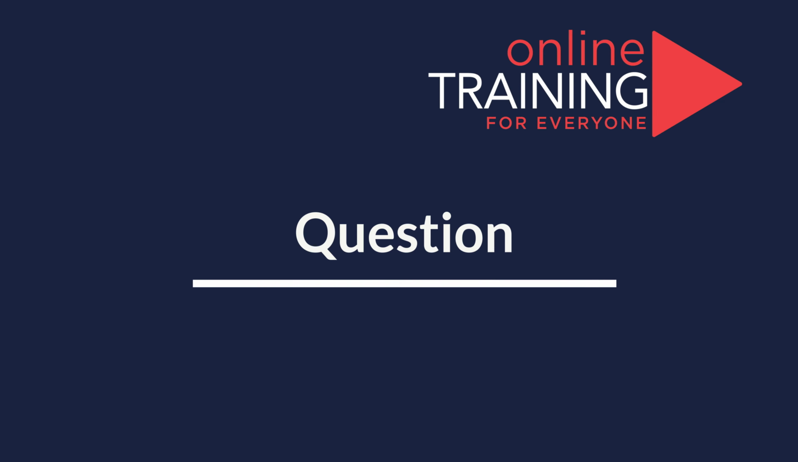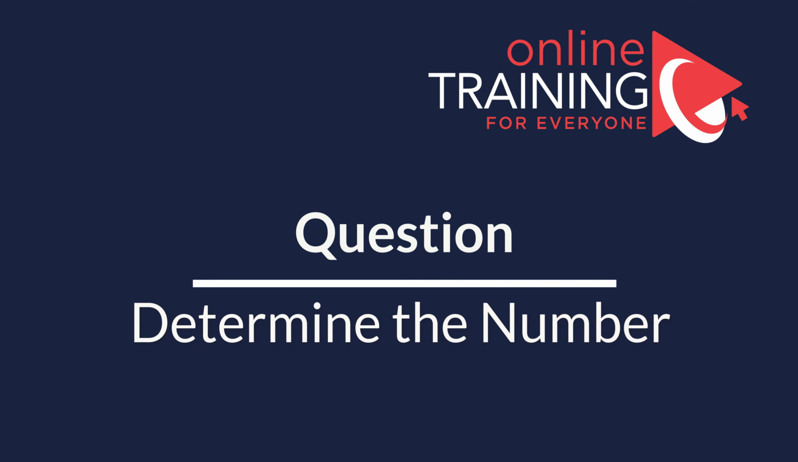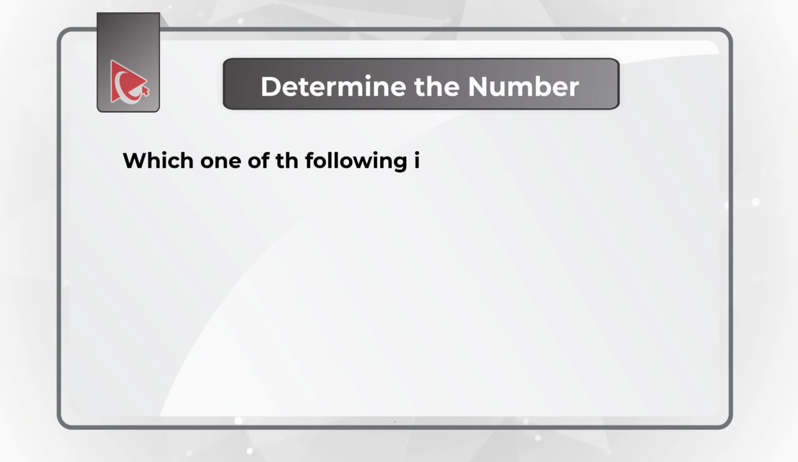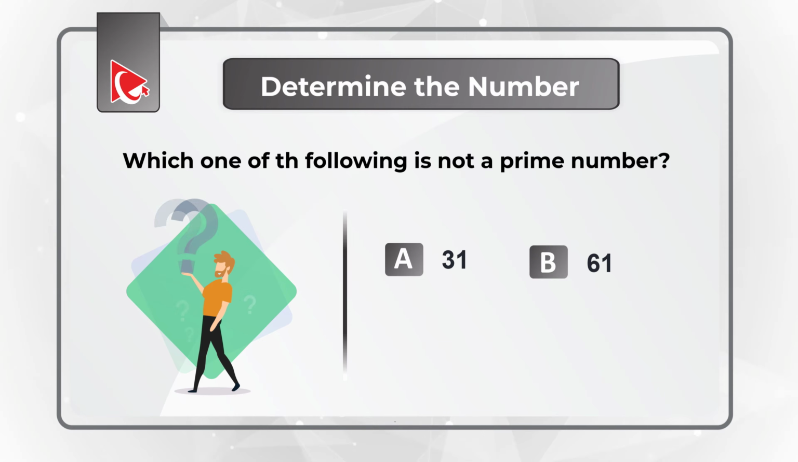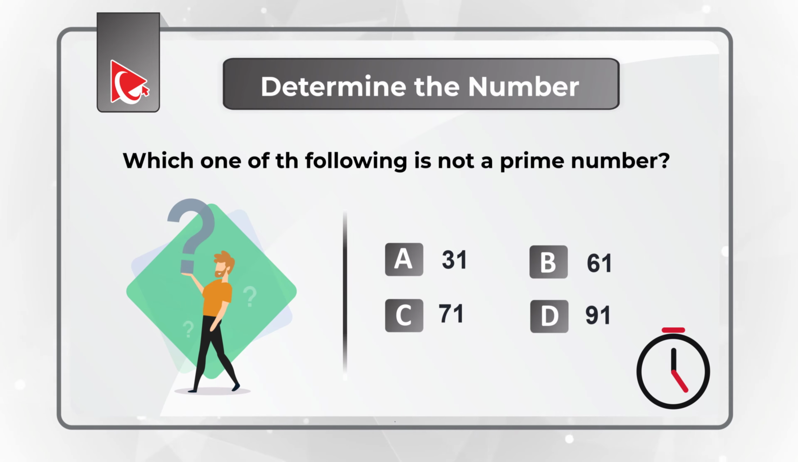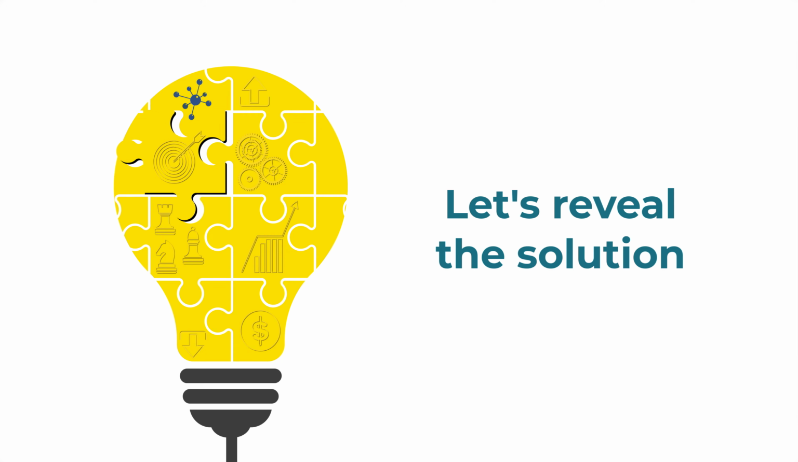Here's an interesting question where you're presented with a set of numbers, and you need to determine which number is not a prime number. You have 4 different choices. Choice A, 31. Choice B, 61. Choice C, 71. And choice D, 91. Give yourself a little bit of time, maybe recall the definition of prime numbers, and see if you can come up with the solution.